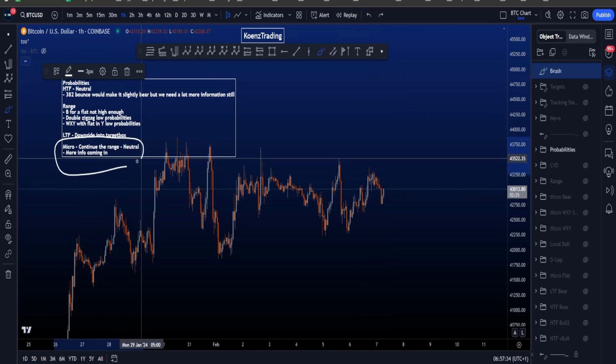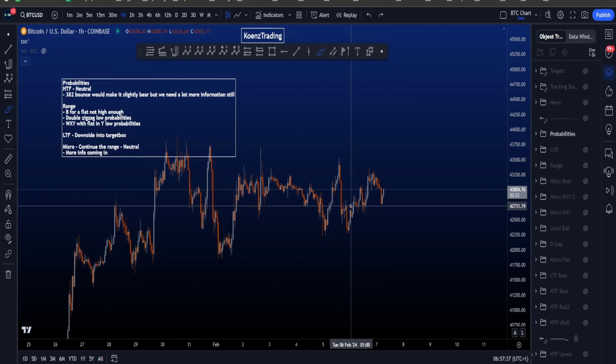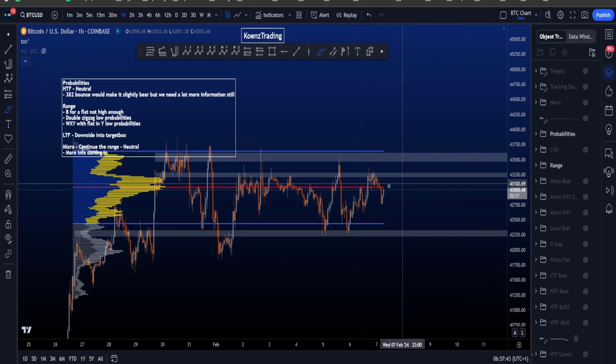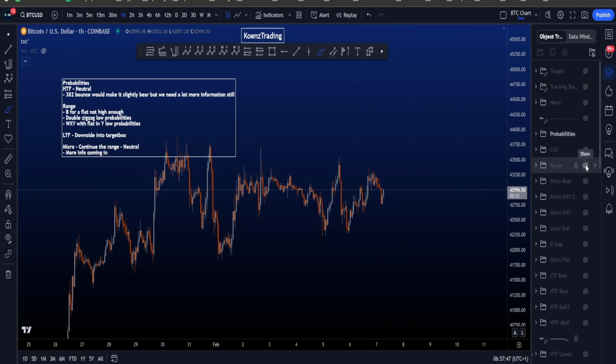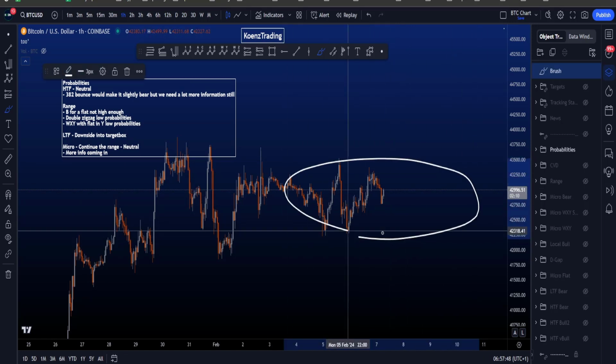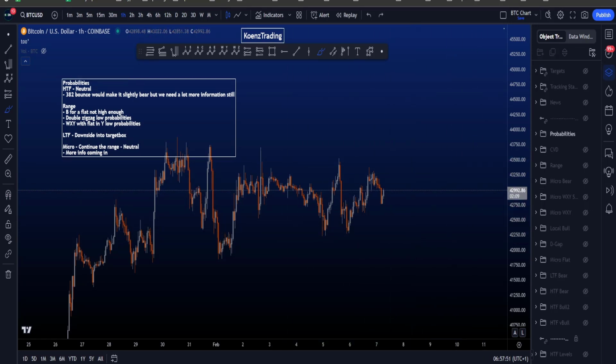And that is then also what I write over here, right? So the probabilities here are a bit neutral as we fell back down inside the range. We're below the range point of control as well, right, over here. So it would be nice to flip that one again. And we just therefore observe what price does and then reassess the probabilities once again.